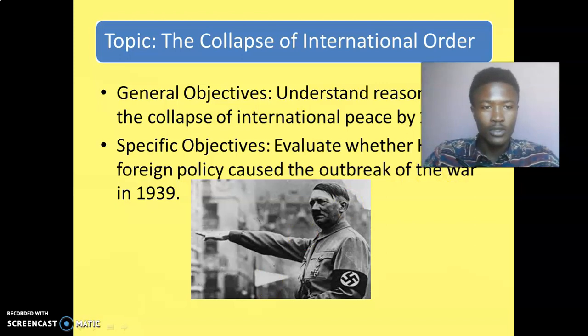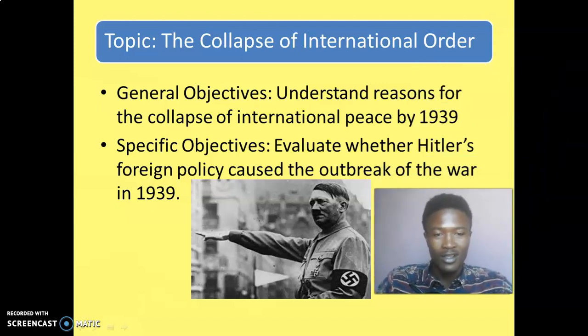Alright, let us just put this somewhere down here next to our person of interest. Just like we said, we are still busy with the collapse of international order, and we have general objectives. Learners should understand the reasons for the collapse of international peace by 1939.